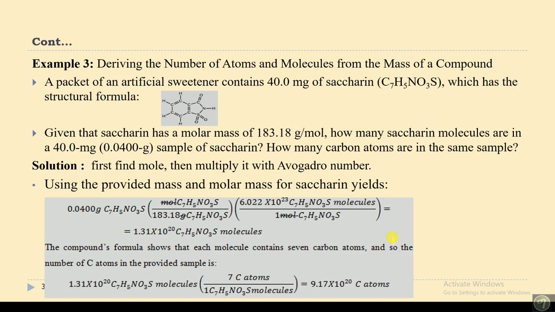Third example: deriving the number of atoms in a molecule from the mass of the compound. Look, a pocket of artificial sweetener contains 40 milligram of saccharin.